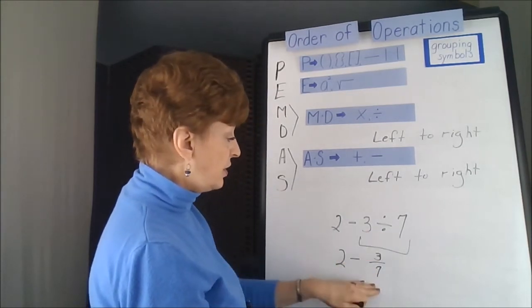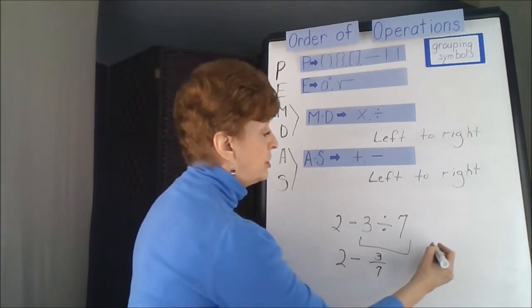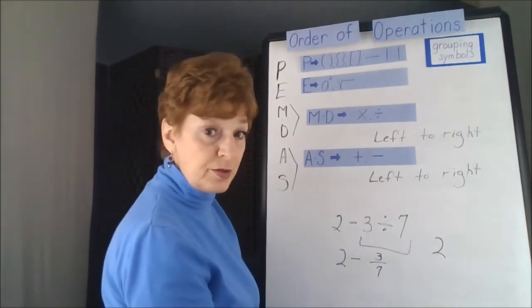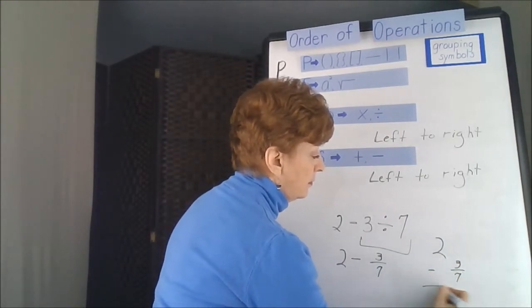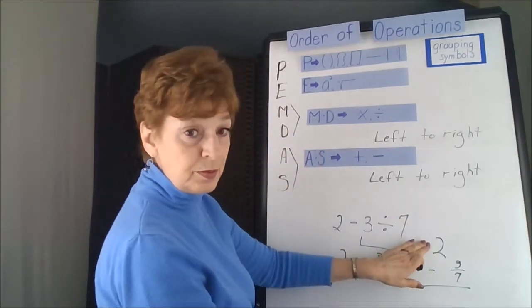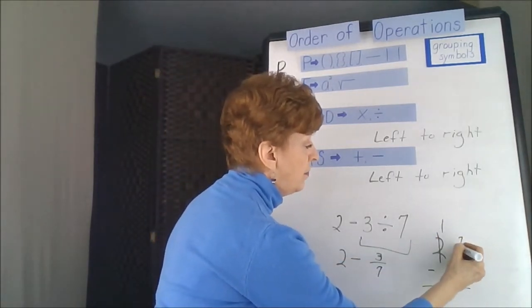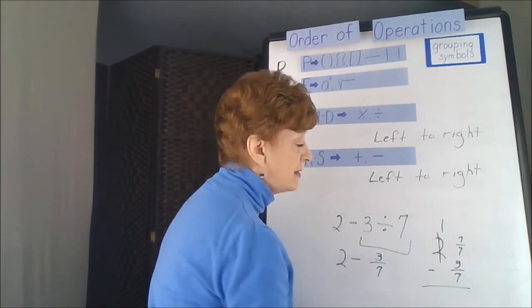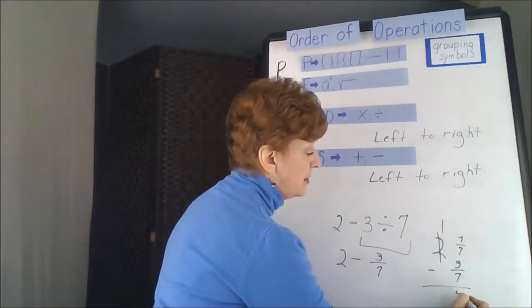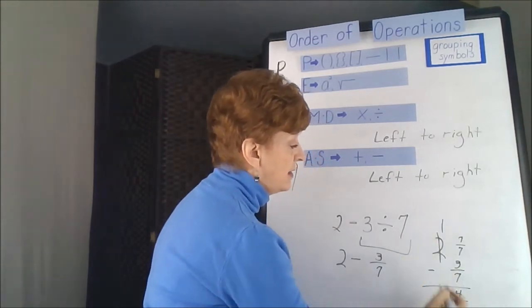So we did our division first and named it as a fraction. And then we're going to do our subtraction, which means we would have to regroup our 2, rename it. I'll take the one that I'm breaking off and name it as 7/7. That way I can subtract 3/7 from it and get 4/7, and then this just gets 1.